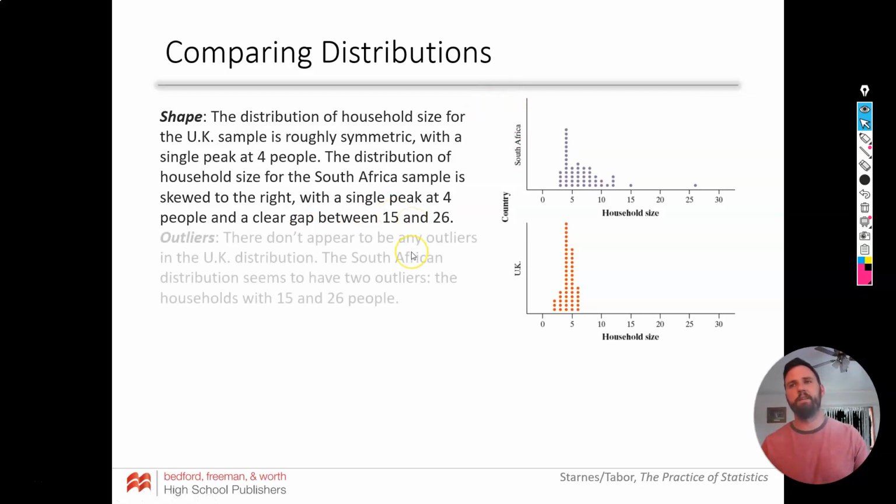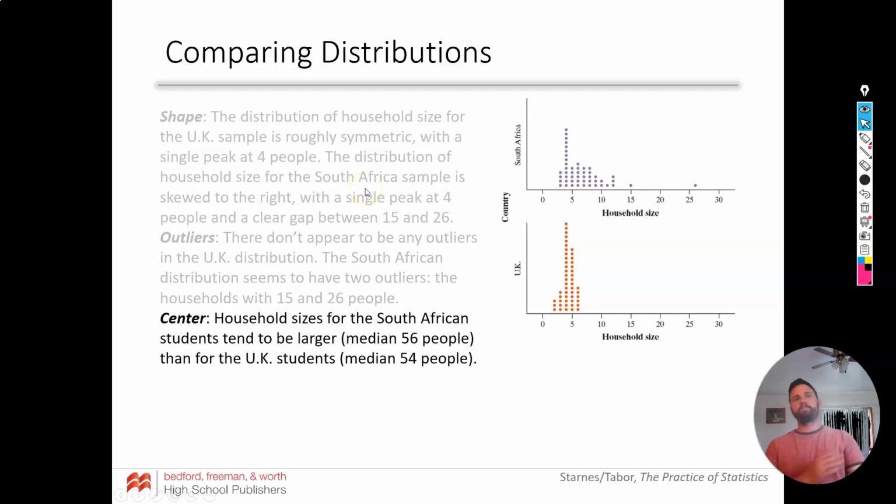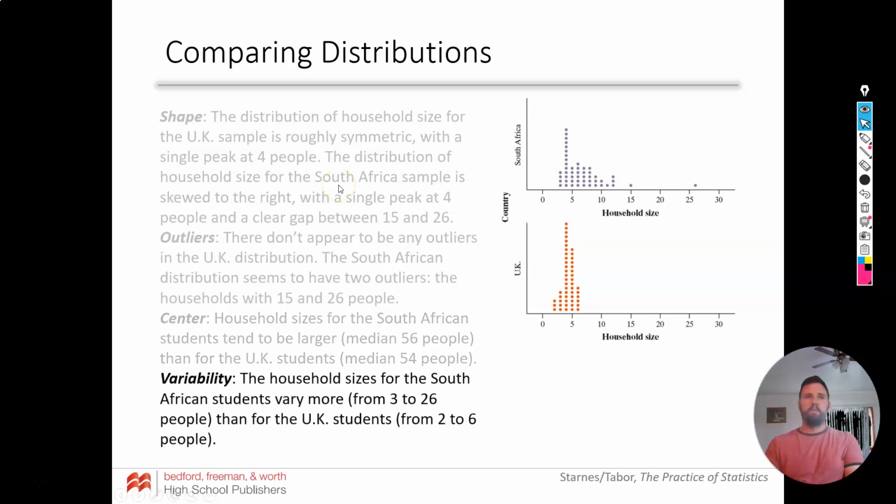Outliers. There don't appear to be any outliers in the UK distribution, where the South African has 2 outliers, possibly with 15 and 26 people. Center. Household size in South African students tend to be larger than for UK students. And variability, again, we'd say that South Africa varies more than the UK.